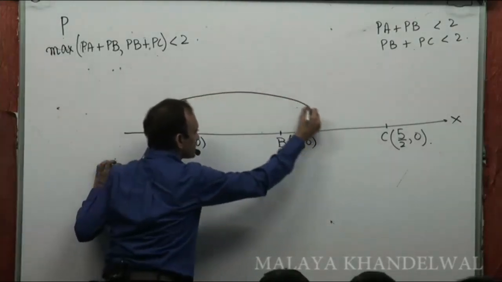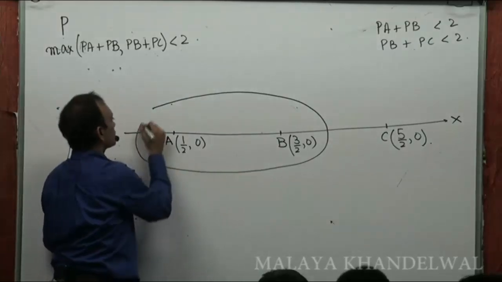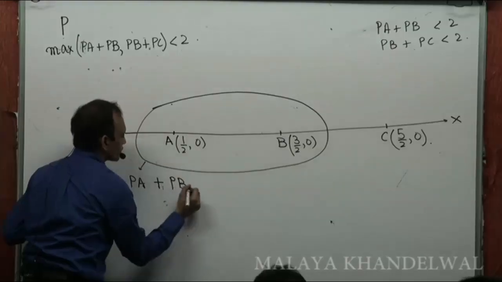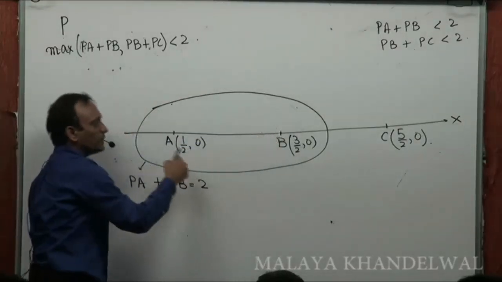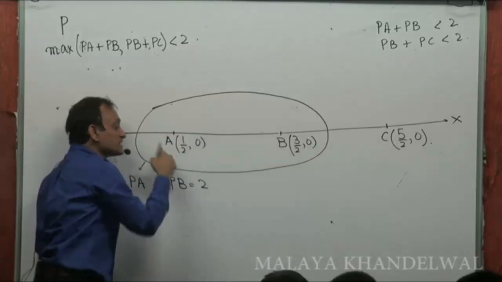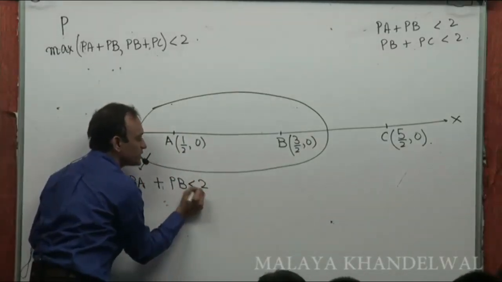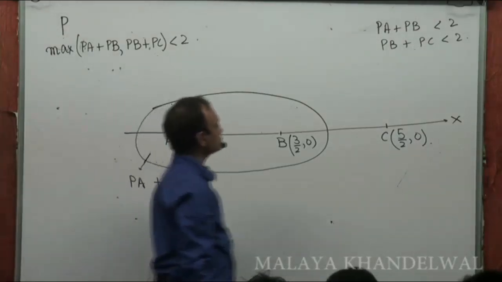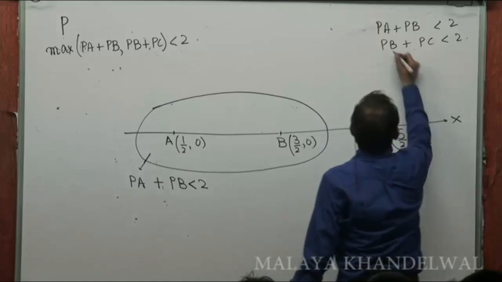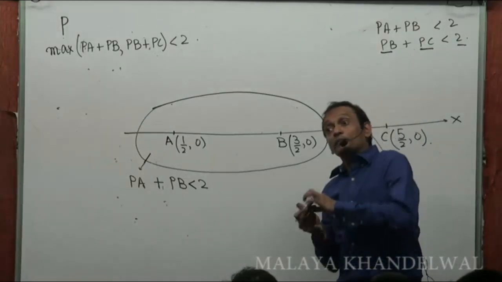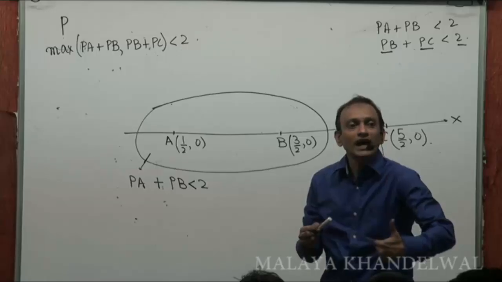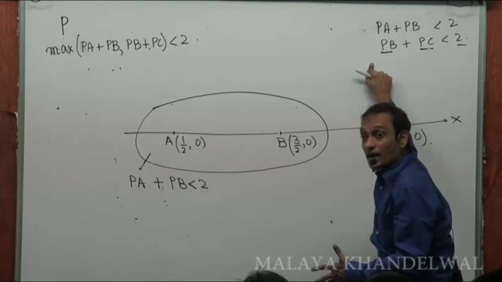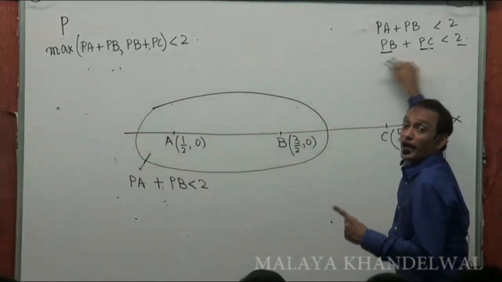So one ellipse is like this. This is PA plus PB equal to 2. All P's on the ellipse would be PA plus PB equal to 2. All points inside the ellipse would be PA plus PB less than 2. Right? Yes or no? Now, the other one, PB plus PC less than 2, are P's inside an ellipse with foci B and C, isn't it? These are points P inside an ellipse whose foci are B and C.